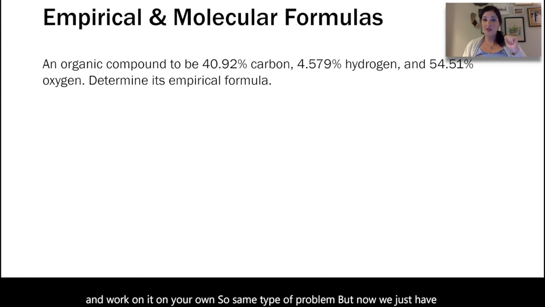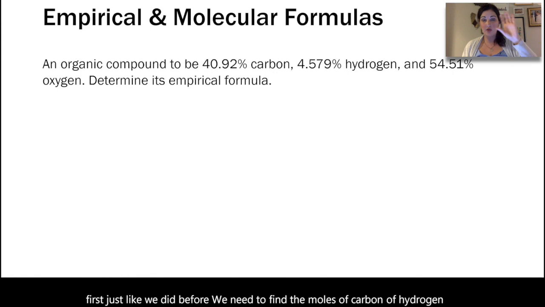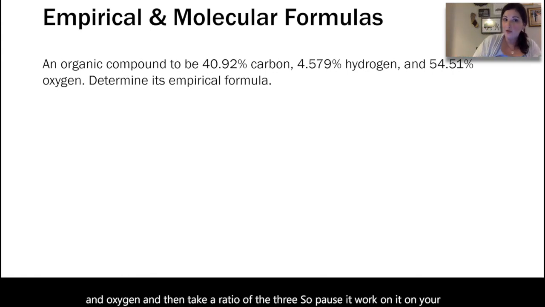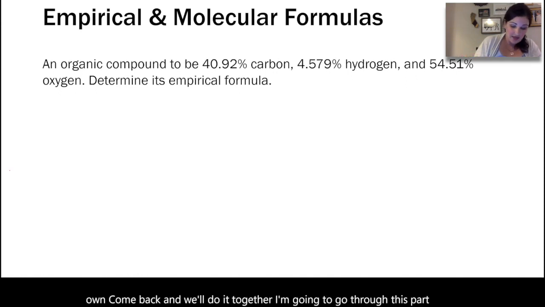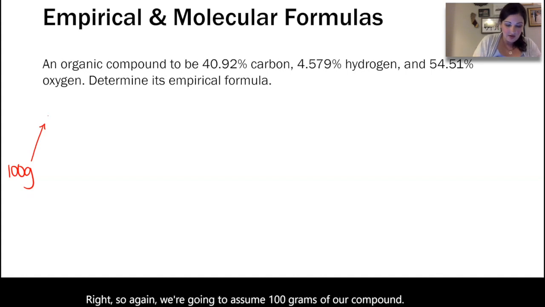First steps first, just like what we did before, we need to find the moles of carbon, of hydrogen, and of oxygen, and then take a ratio of the 3. So pause it, work on it on your own, come back and we'll do it together. I'm going to go through this part relatively quickly because it's the same idea as before. Again, we're going to assume 100 grams of our compound. In our 100 grams, 40.92% is carbon, so 40.92 grams is carbon.